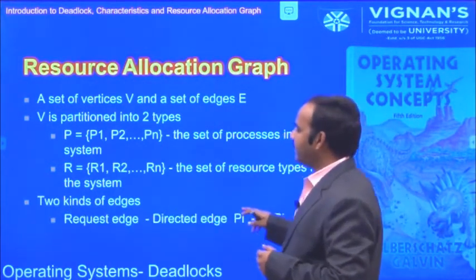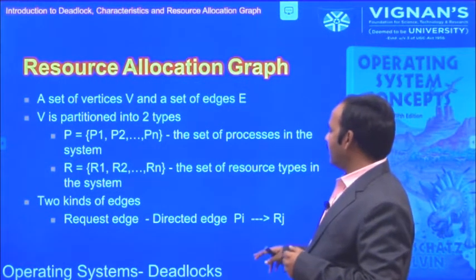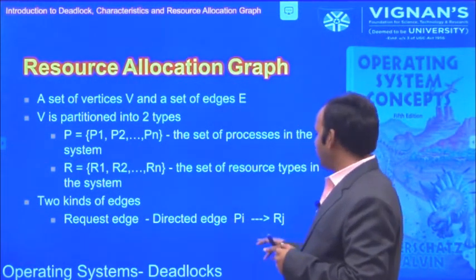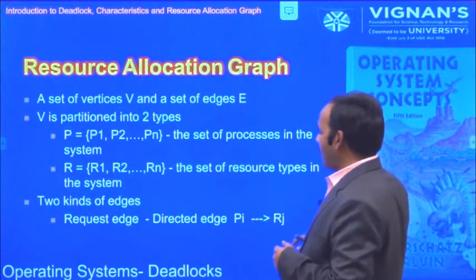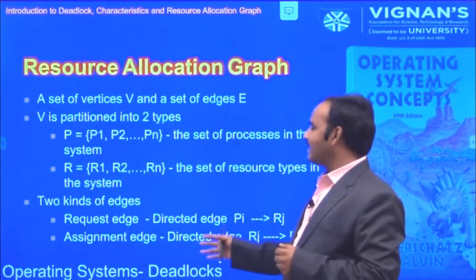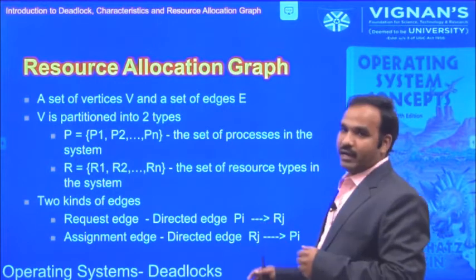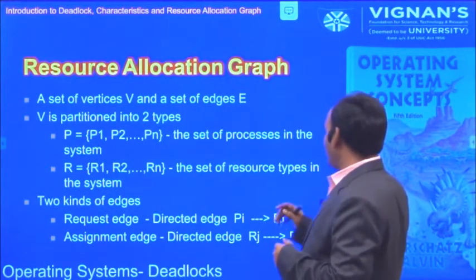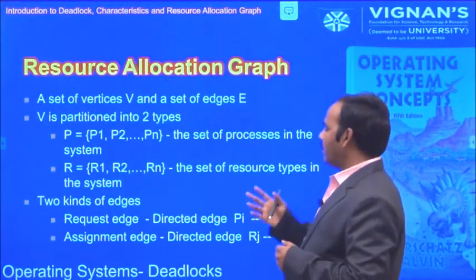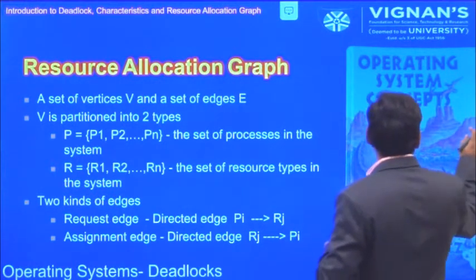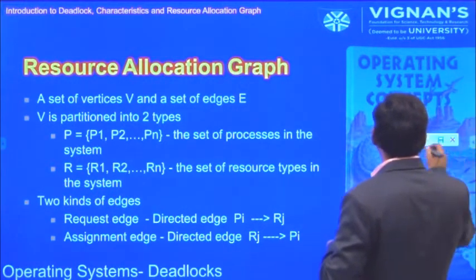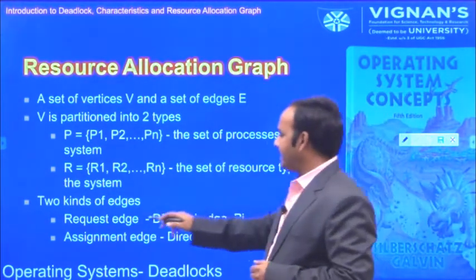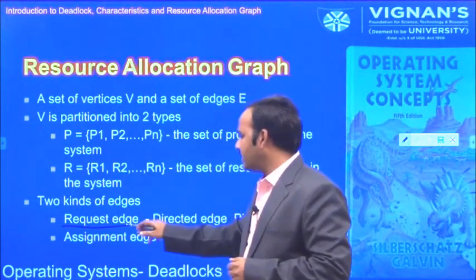And two kinds of edges. One is a directed edge from Pi to Rj, and another one is the assignment edge. This is also a directed edge, from Rj to Pi. So there are two types of edges. What are the two types of edges here? One is the request edge. What is the meaning of this request edge?